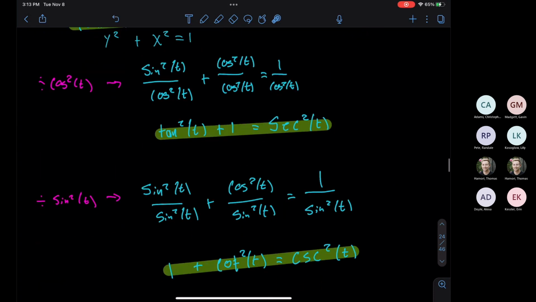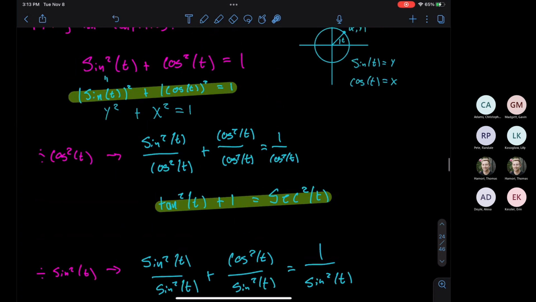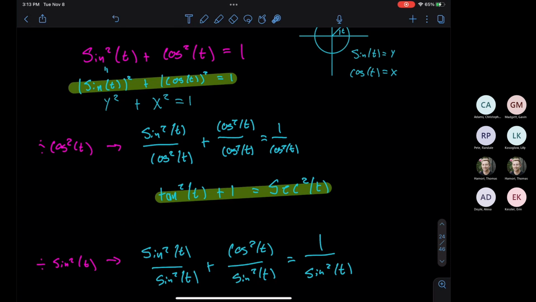Okay, how about the other ones? Well, the other Pythagorean identities are given by just taking this Pythagorean identity and doing one of two things. Either we divide everything by cosine squared, or we divide everything by sine squared. The way you remember what you're supposed to divide by is you're trying to turn this into 1, or you're trying to turn this into 1.